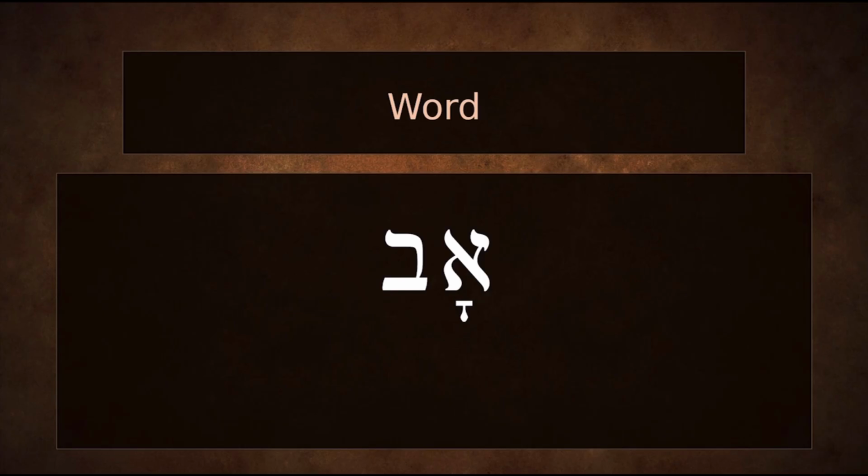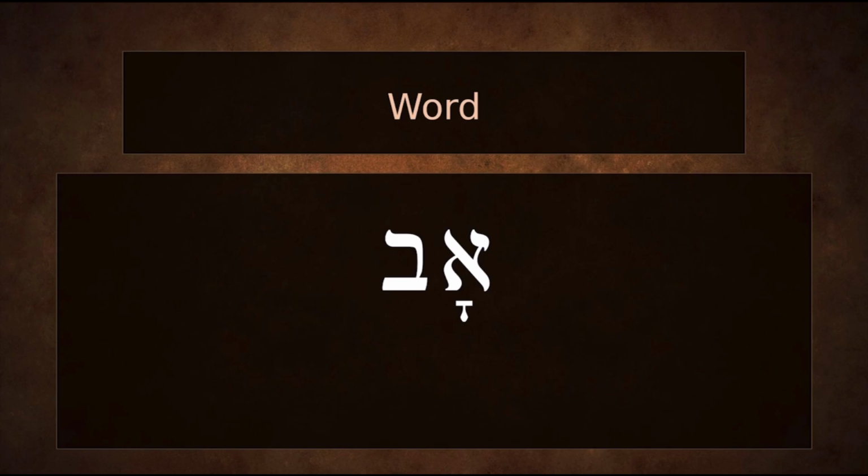This word starts on the right with an aleph. Under the aleph is a kamatz vowel, and at the end is the letter beit. So let's pronounce this word, starting on the right and moving to the left. On the right is the letter aleph, so we pronounce that first. Aleph is silent, so that's easy to pronounce. Underneath the aleph is a kamatz, so we pronounce that next. Kamatz makes the sound ah.